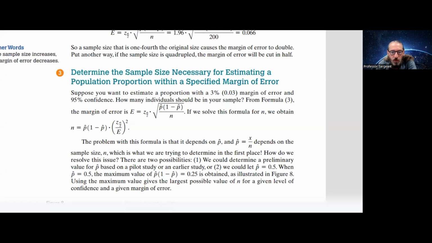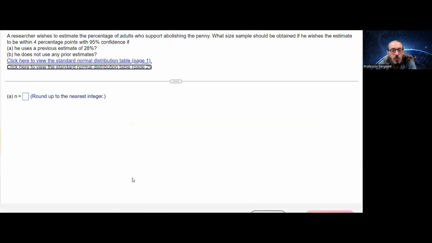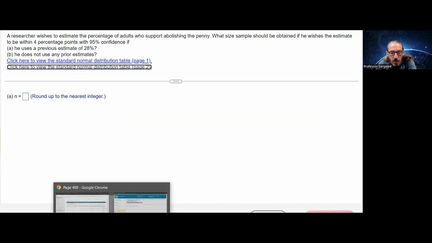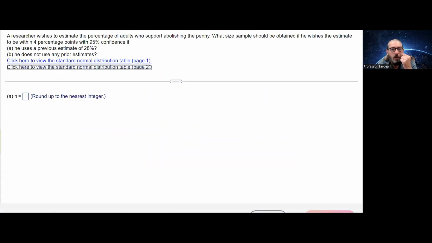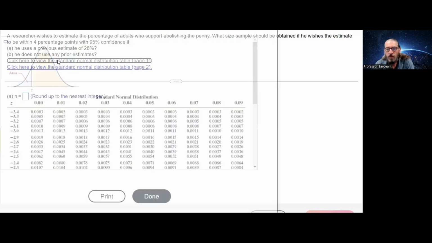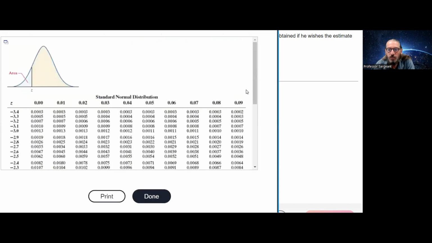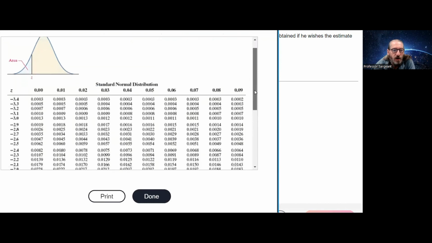And that prior estimate was 28% or 0.28. Furthermore, because we are talking about a 95% confidence interval, outside of 95% would be 5%, but that would be in both tails total. By the symmetry, 2.5% or 0.025.